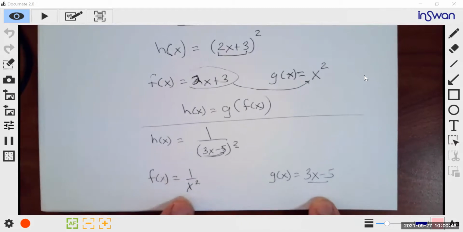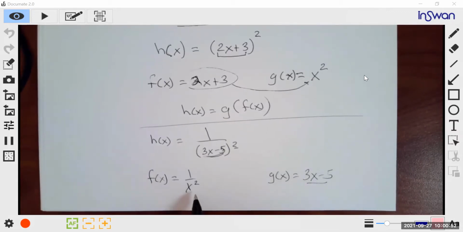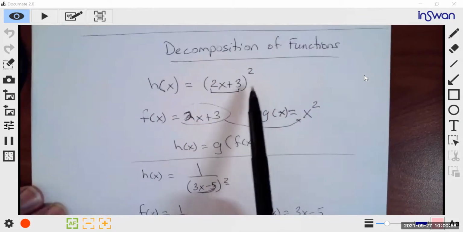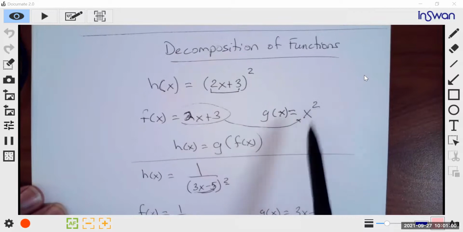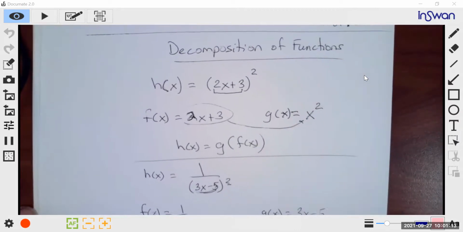Remember, both of these are from our library of functions. This is a linear equation. This is 1 over x squared. Same thing here in this one. Linear, quadratic. Hint, hint. Remember I told you to memorize that table of functions? This is where it starts being needed.